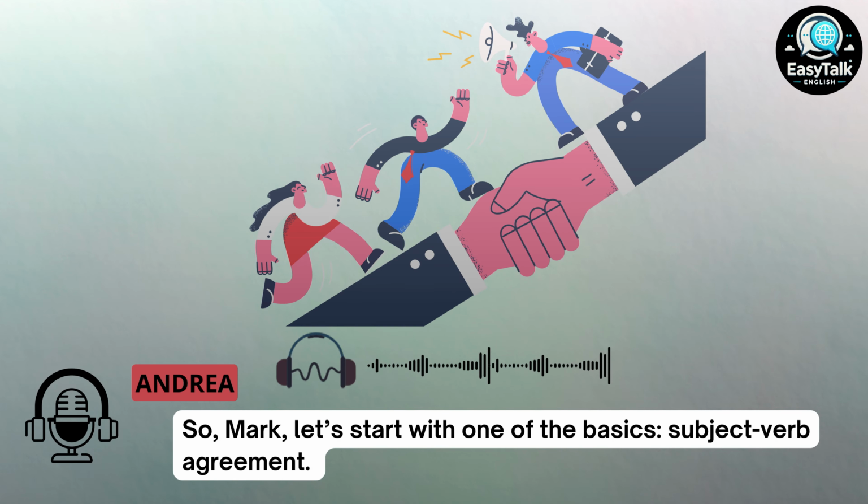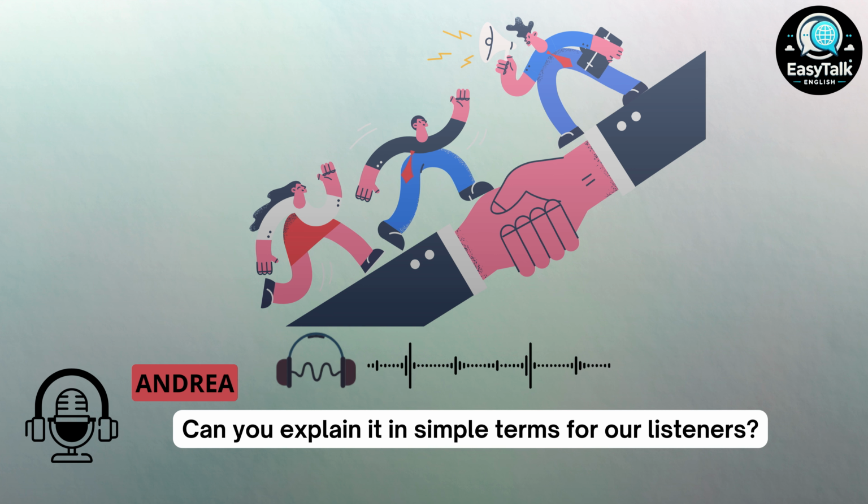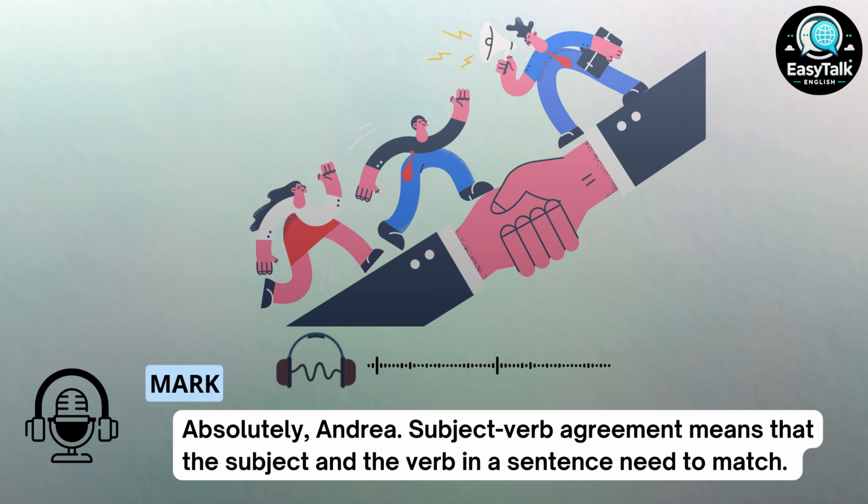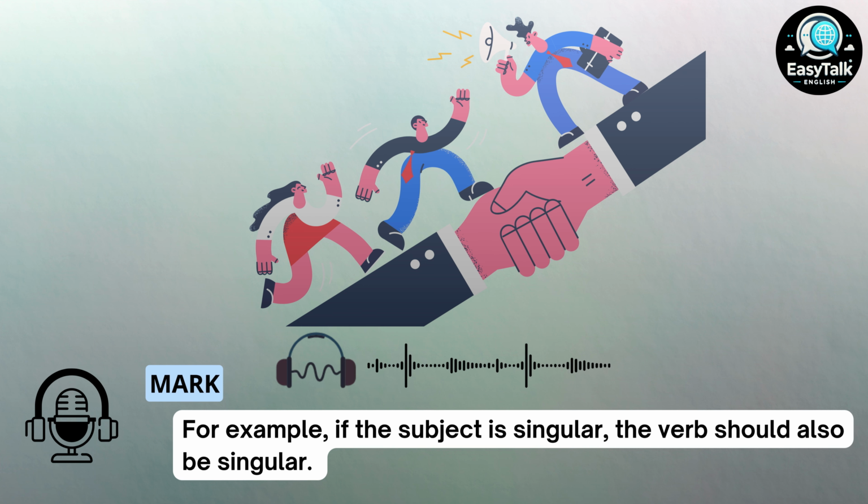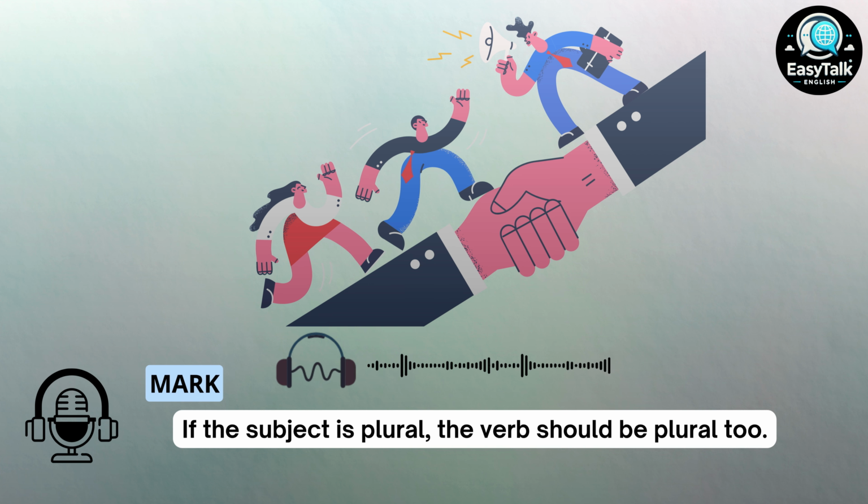So, Mark, let's start with one of the basics. Subject-verb agreement. Can you explain it in simple terms for our listeners? Absolutely, Andrea. Subject-verb agreement means that the subject and the verb in a sentence need to match. For example, if the subject is singular, the verb should also be singular. If the subject is plural, the verb should be plural too.